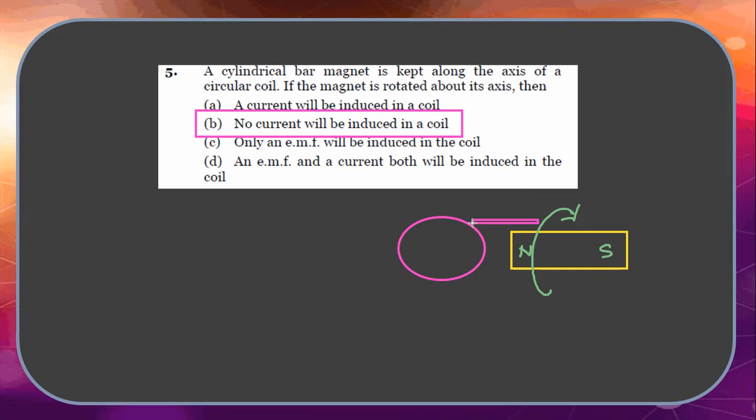We have to move this like this, or move it away from the coil. Instead of that, we are rotating it about its own axis, like this. That's why there is no induced current or induced EMF. Next.